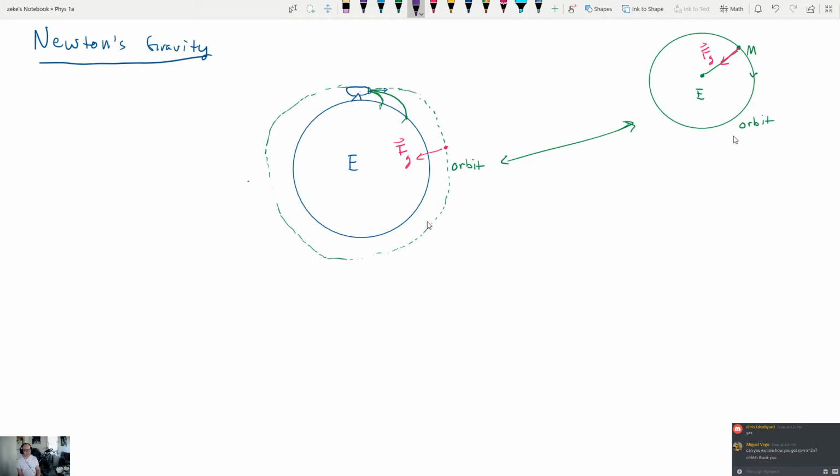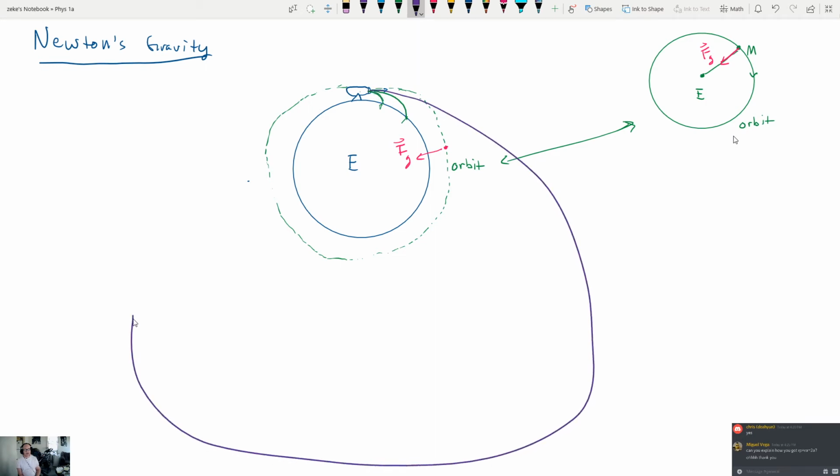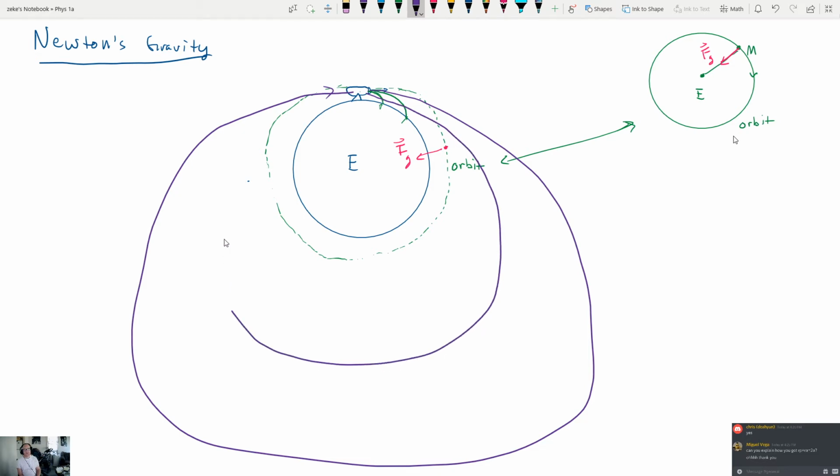Because now if you fire it even faster than you did before, maybe your object flies off like this, goes into an elliptical orbit. I know that's not elliptical, there's only so much screen that I have, and then comes back here, right? And if you fired it at a slightly slower speed, you may be able to get an elliptical orbit that looks something like this, right?